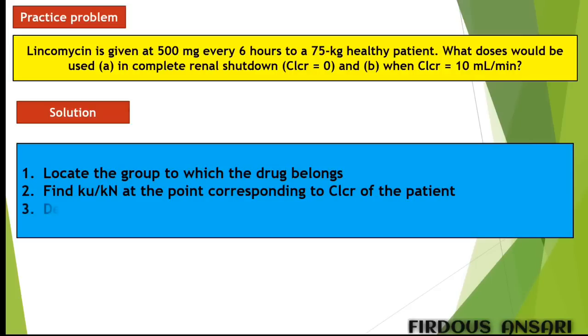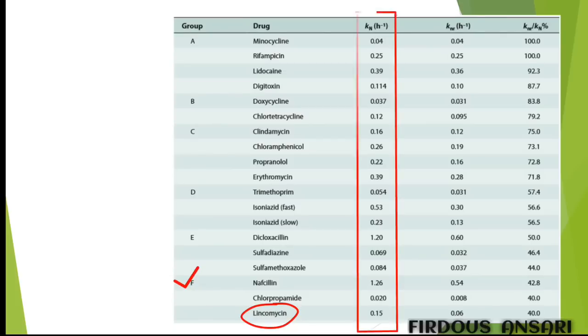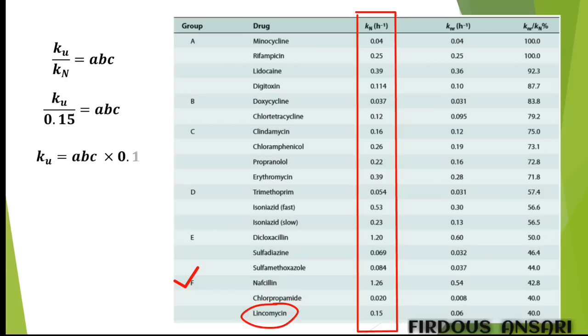Next, the third step is to determine Ku for the patient. So we need to calculate Ku. We have the value of Ku divided by Kn from the nomogram. Next we need to calculate Ku. We can use this table, and in this particular column you'll get the value of Kn. So we have Ku divided by Kn equals ABC, the value we got from the nomogram, and the Kn value we got from this chart, and for lincomycin it is around 0.15. So Ku equals 0.15 multiplied by ABC, where ABC is the value you got from the nomogram.